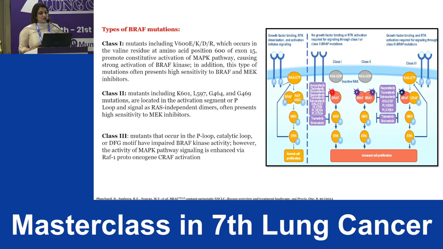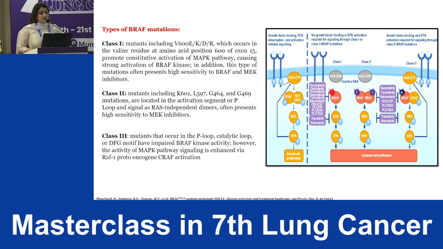Then we have class 2, where you've got your other mutations, and we see a lot of these too in our lung cancers, the K601, we see the G464, G469. Now, these mutations are structurally very different from your class 1 mutations, and based on its position in the P loop and the signaling that it has in the RAS pathway, these tumors which have mutations that classify as class 2 are known to be highly sensitive to a standalone MEK inhibitor.